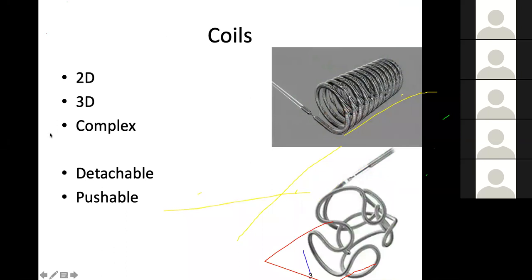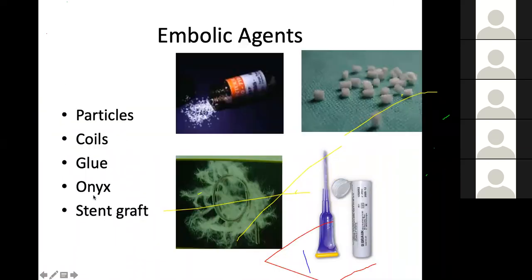As far as coils are concerned, they could be detachable or pushable. This is an example of a pushable coil. It is free at this end. You just push it through a catheter which has been placed at the lesion.